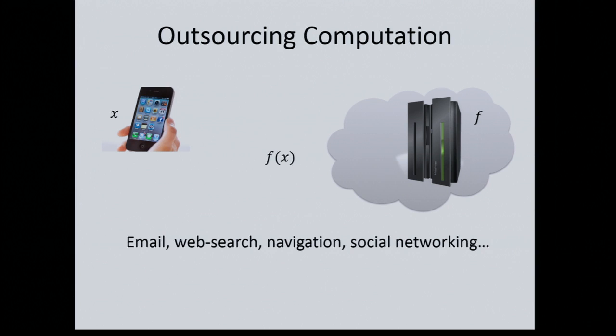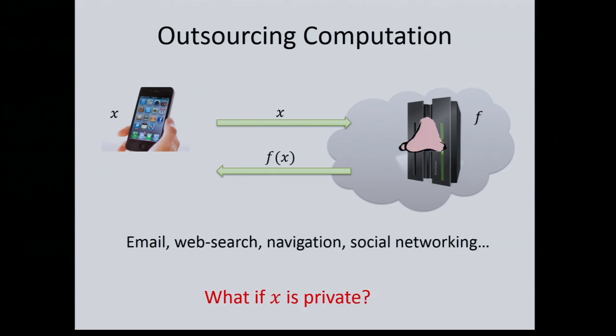More formally, we have a client that has an input, and we have a server that knows how to compute some function, and the client wants to use the server to compute this f of x. The way it's normally done, we just send the input to the server, it computes, and sends the output back. And this works great so long as we don't care about the server knowing our input. You can think about some cases where our input, the x, is actually private, and you don't want the server to learn anything about x. So that's the problem of privately outsourcing computation.